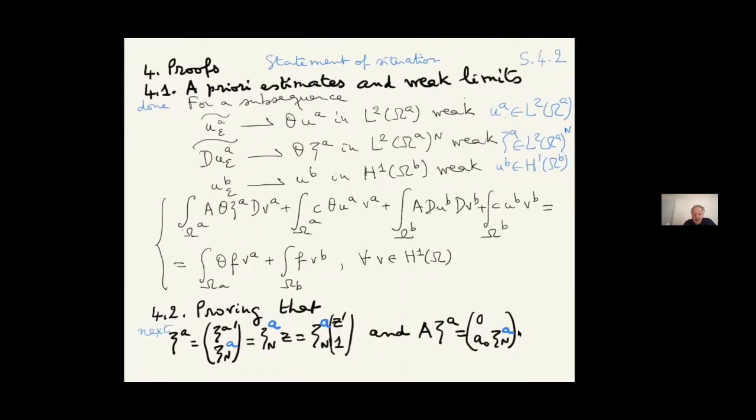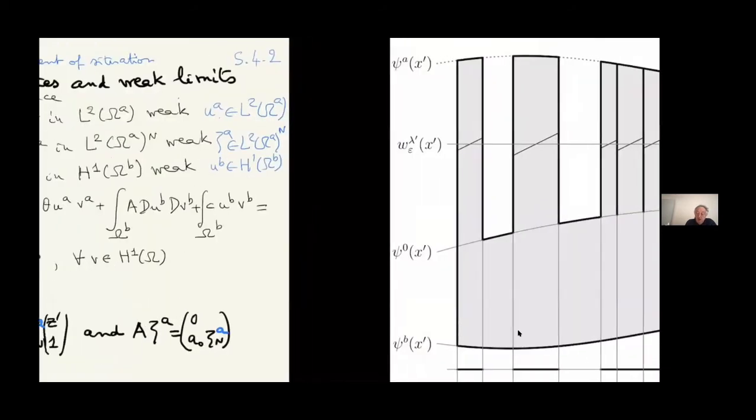Okay, next step. This is a reminder of what we did. We extracted and we passed to the limit in those three sequences in L2 weak, with UA, CA, and UB, which belong respectively to L2 of omega, L2 of omega to the power n, and H1 of omega. And we have the equation that I described just before. Okay, now I pass to the second step.